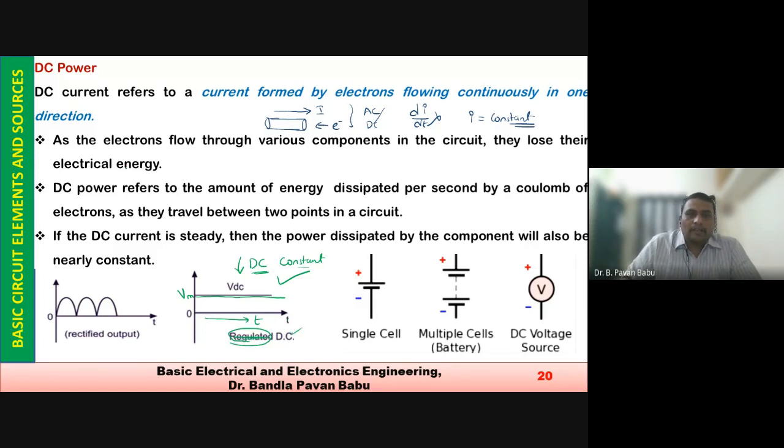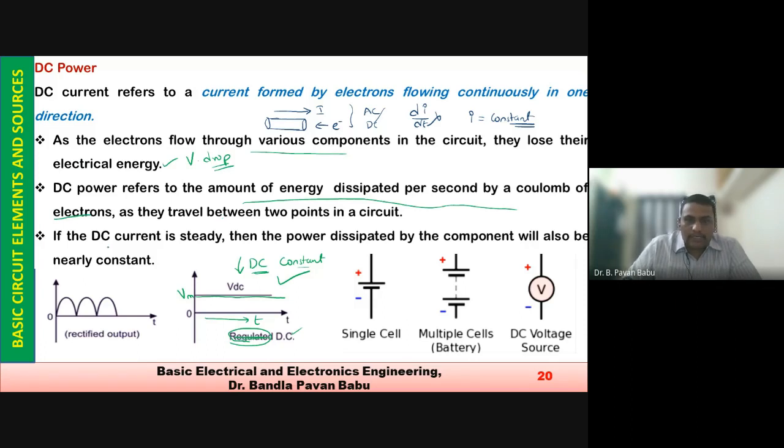As the electrons flow through various components in the circuit, they lose their electrical energy. That is nothing but the voltage drop. So all the time we cannot maintain a constant DC because there will be an energy loss. DC power refers to the amount of energy dissipated per second by a coulomb of electrons as they travel between the 2 points, which is actually the potential difference. We have already discussed this at the time of the atom, right?